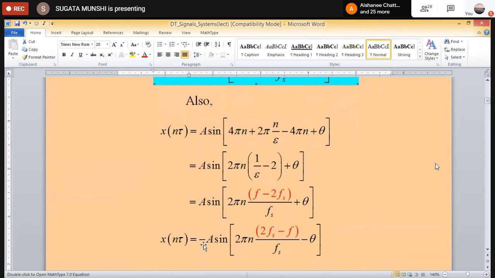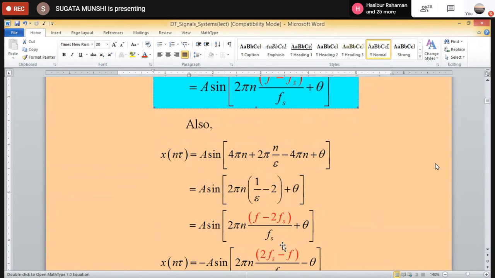If you just bring out a minus sign here, it is 2Fs − F. You have to convert it into 2Fs − F from F − 2Fs, because this is negative and this will be positive. There is a phase change, and with that phase change, x(nτ) can also be the sampled version of a sinusoid with frequency 2Fs − F. So two possibilities, F − Fs and 2Fs − F.